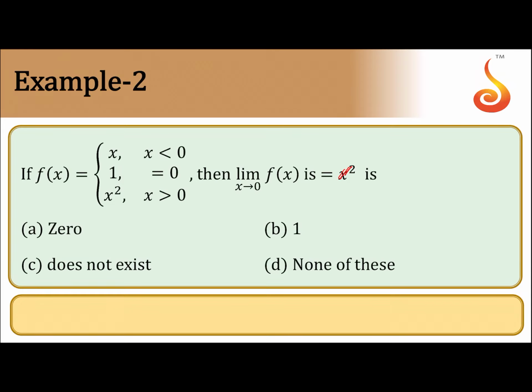error. They have to find this is not x square. So limit x tending to 0 of f of x you have to find. So when will the limit exist? The concept is, a limit exists.